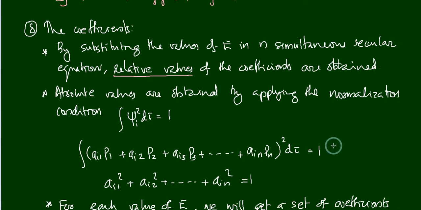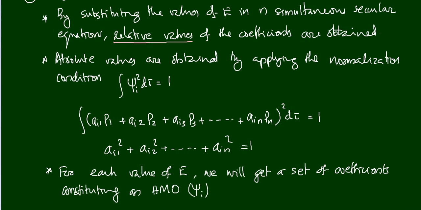By substituting the values of E in the n simultaneous secular equations, the relative values of coefficients are obtained. We know this already. We are substituting the energy in the secular equations, and it gives the relative values of coefficients A1, A2, etc. Absolute values are obtained by applying the normalization condition. We have already done these steps while learning the variation theorem. So by the normalization step, we can get the absolute values of the coefficients.